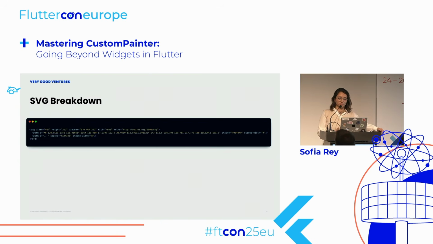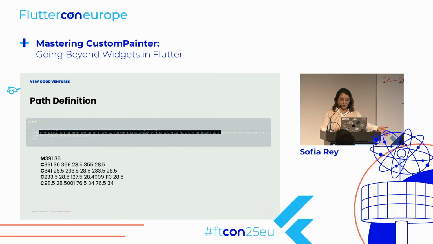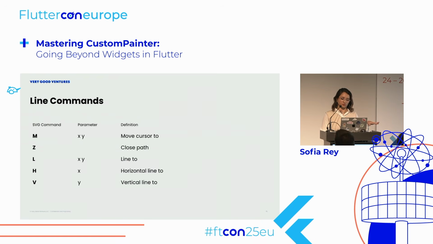But what happens when we have a path tag? When we have the path tag, we have to focus on the D property. The D property stands for definition of the path. So in this D property, we have a string with a bunch of letters and numbers. These are commands. We're going to go through the commands and how to represent them in Flutter as well, step by step. So firstly, the last line commands.